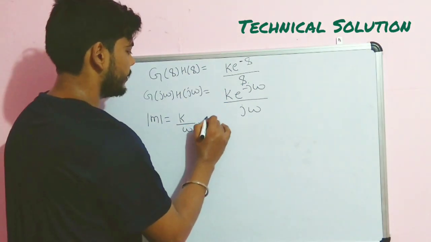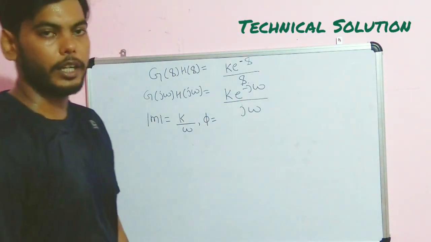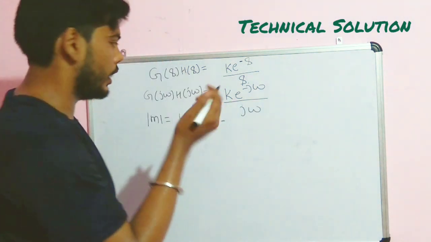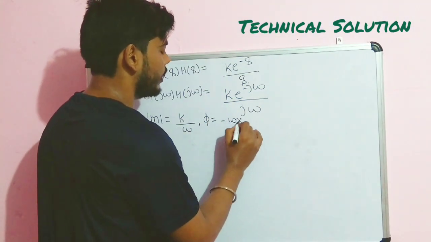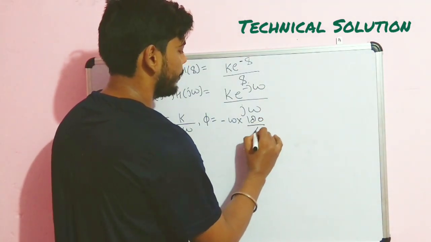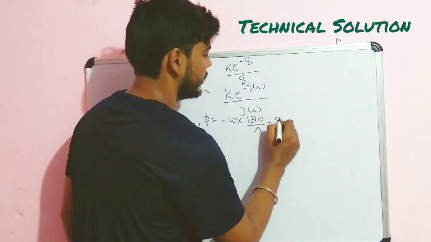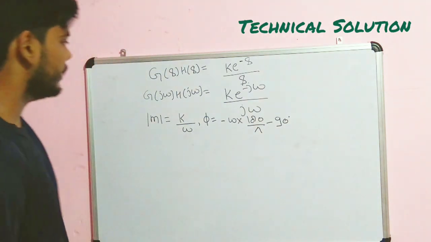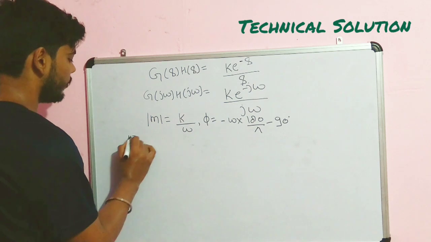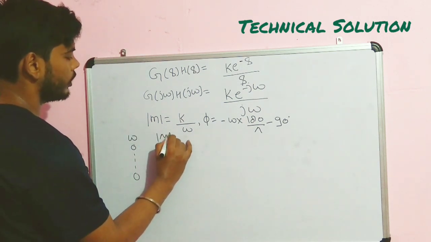And second, the phase is e raised to the power minus j theta. Theta is in radians, so the value of theta is omega. If we convert omega into degrees, we multiply by 180 upon pi, minus the phase of the denominator, which is 90 degrees.